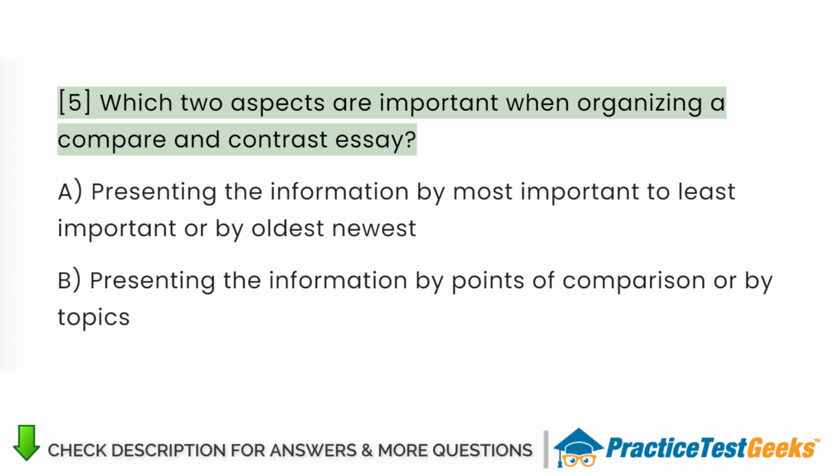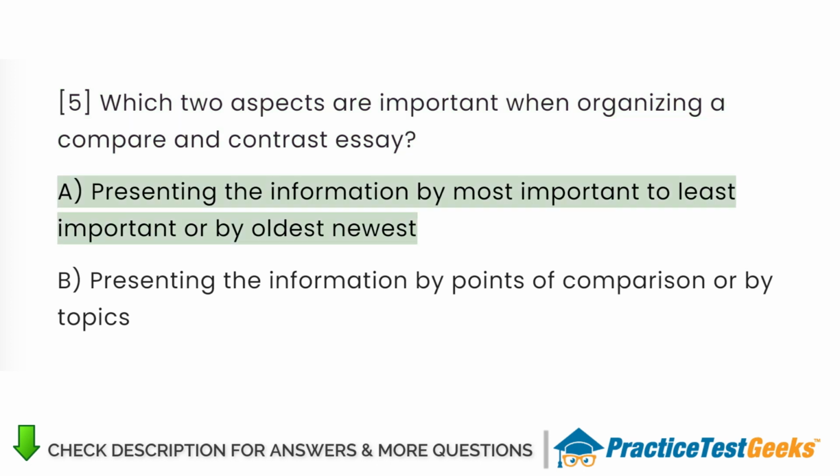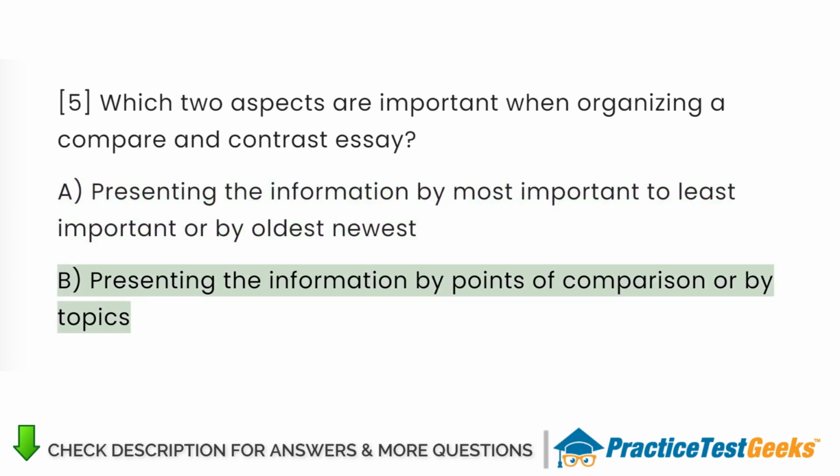Which two aspects are important when organizing a compare and contrast essay? A. Presenting the information by most important to least important or by oldest to newest. B. Presenting the information by points of comparison or by topics.